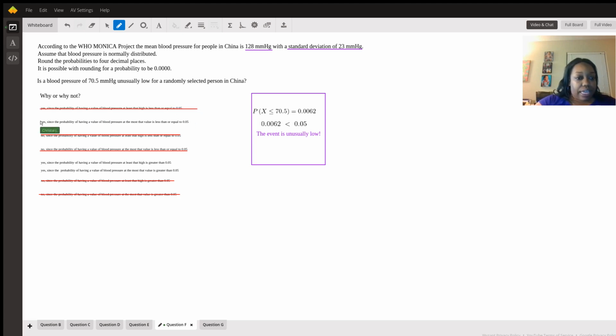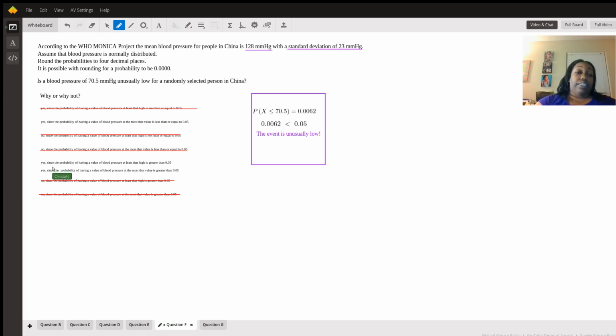The next one says yes, since the probability of having a value of blood pressure at most that value is less than or equal to 0.05. Well, that's exactly what we just said. Because the value was less than 0.05, yes, the answer is yes, it is unusually low. So we're going to table this. We're not going to mark it out just yet because we want to look at everything.